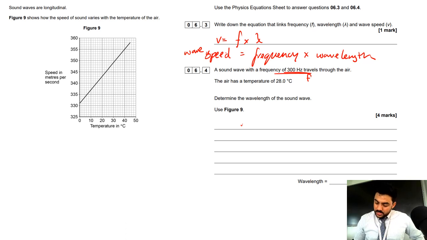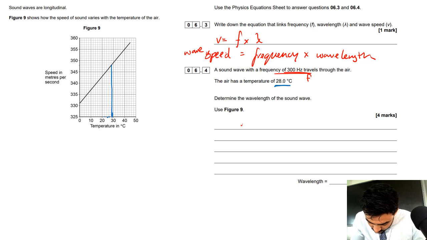At the temperature of 28 degrees. So it seems that between 0 and 10 there's 5 squares, so each square represents 2 degrees. So 28 will be 22, 24, 26, 28. 28 is right there. Using a ruler, straight line all the way to there, then finding that ruler and moving all the way. Oops, that's not a straight line. There we go. So it ends up here.